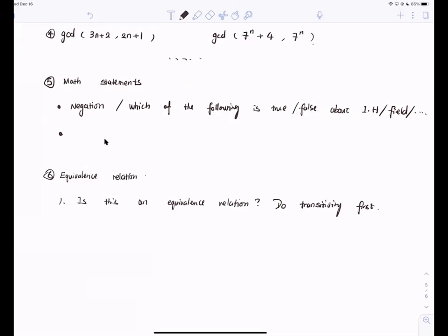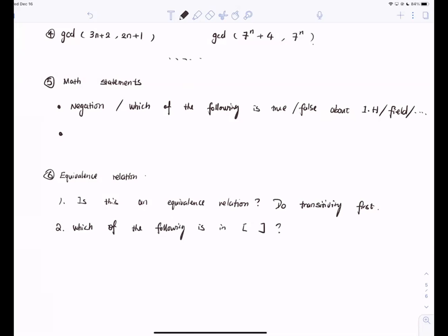Anyway, another way is they can ask you, oh, which of the following is in the equivalence class of something? So that could be there as well. So make sure you know what an equivalence class is. Which of the following is in the equivalence class of something? So that could be there as well.